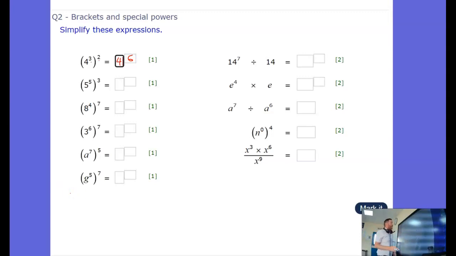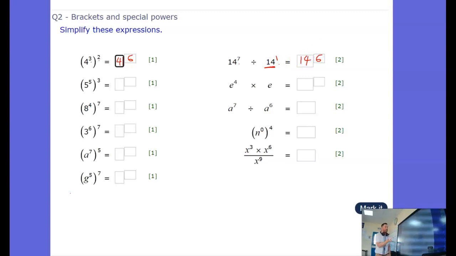When we get over here, a couple of things to spot. If you see the number on its own, that's kind of like 14 to the power of 1. Might help you to just put in that 1 there and then apply the rules as the same. So when we're dividing, we subtract. So this is going to be 14 to the power of 7 minus 1, which is 6.